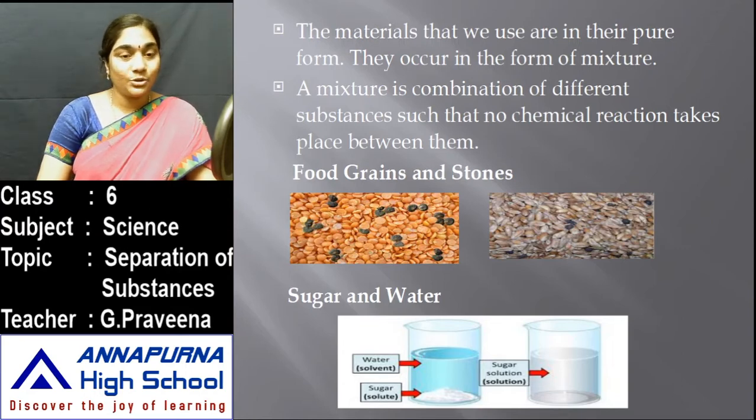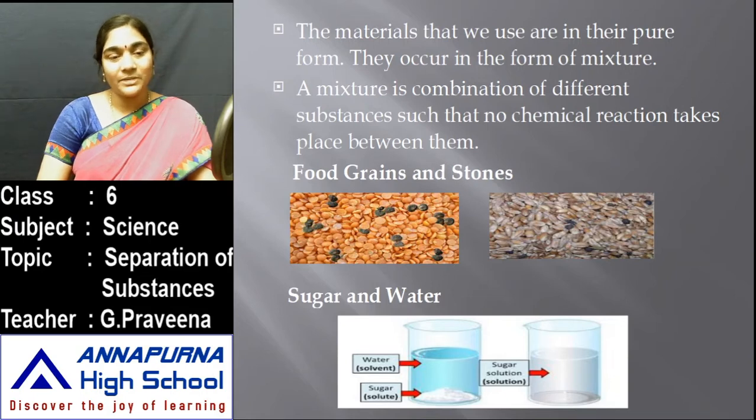Then, in the second picture, you can see sugar and water. So what are the two substances here? The sugar which is getting dissolved in water. A mixture is nothing but a combination of different substances. In the first picture of food grains, you can see two substances, the pulses as well as a few stones which are present in them. So we say that it is a mixture.